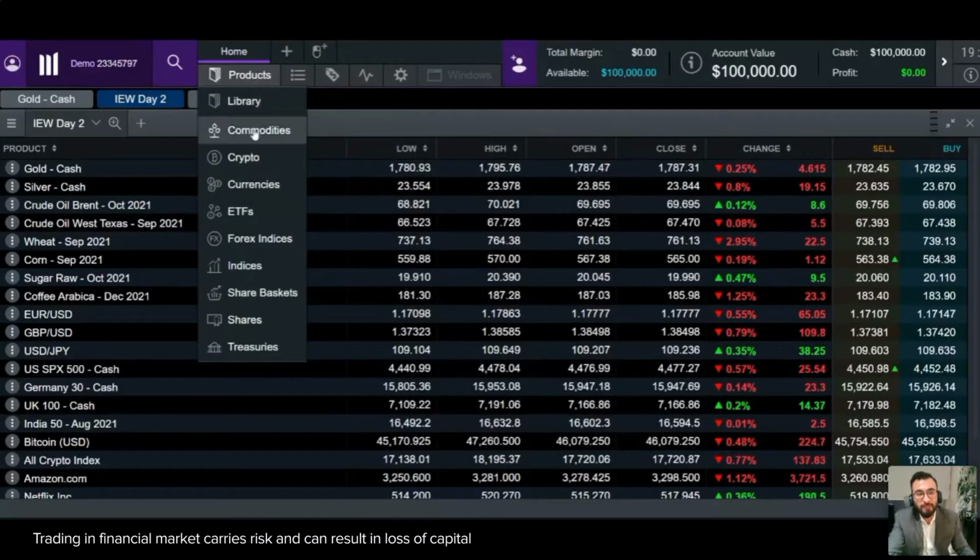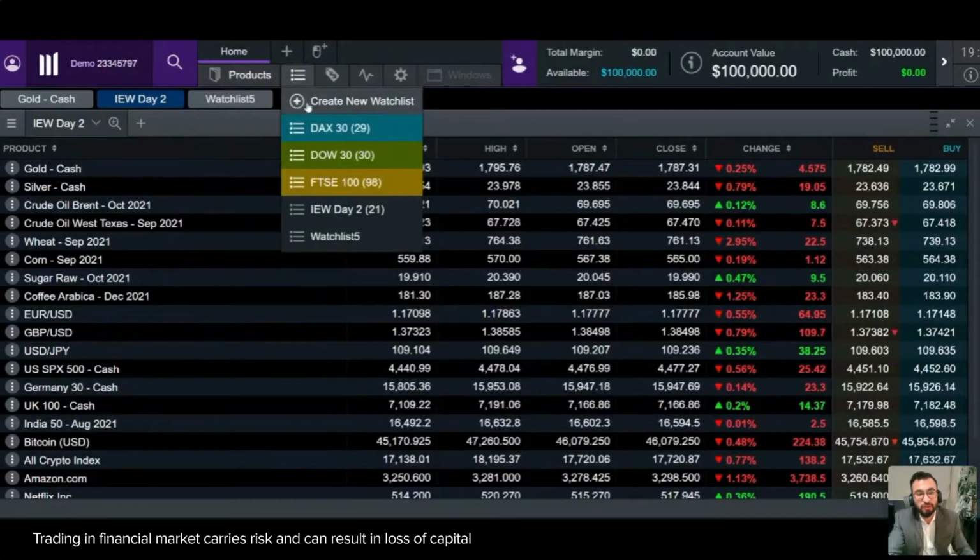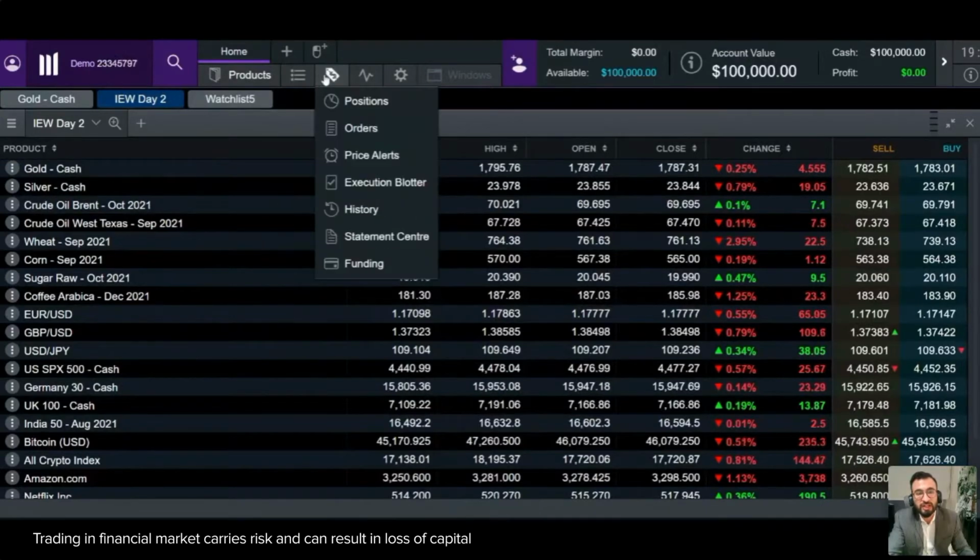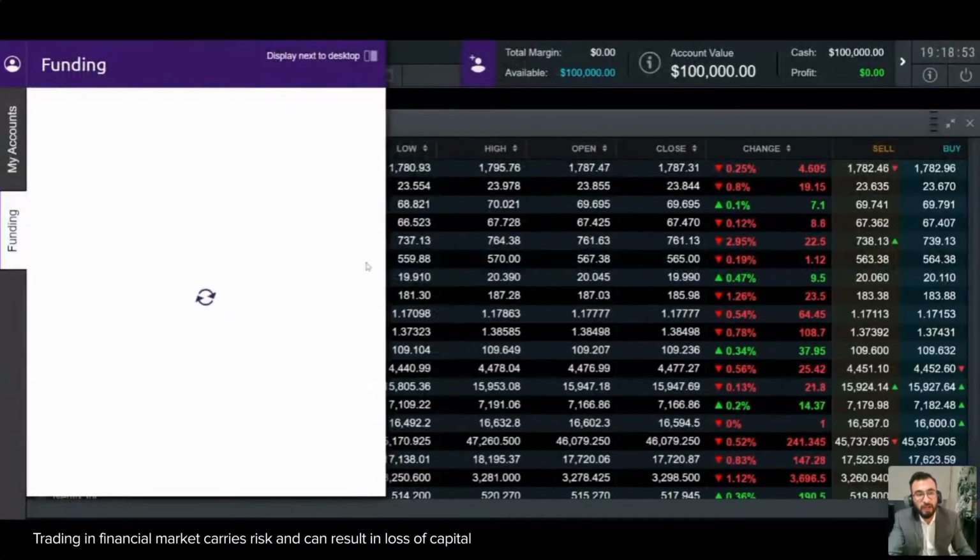So this is products library, which shows you the products. This is the watch list, which helps you prepare the watch list. Third option, last menu, funding. Click on funding and you will be able to add money in your demo account.